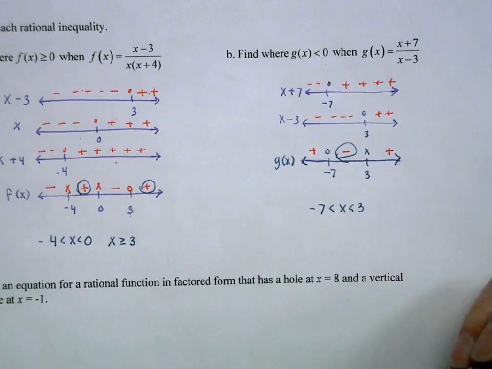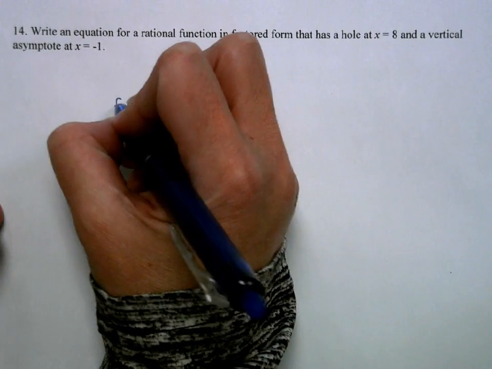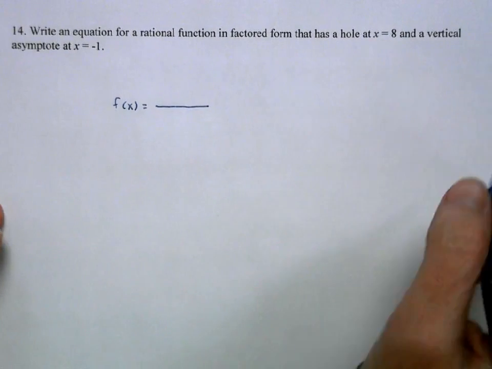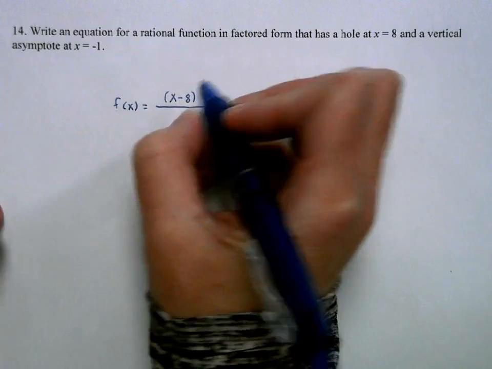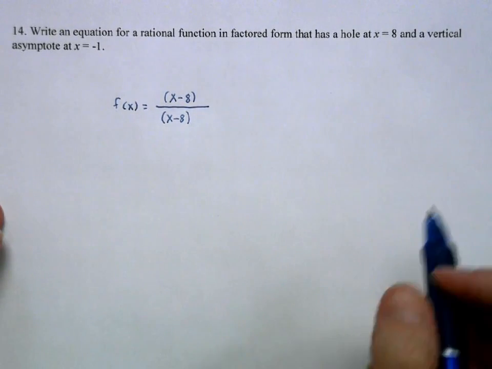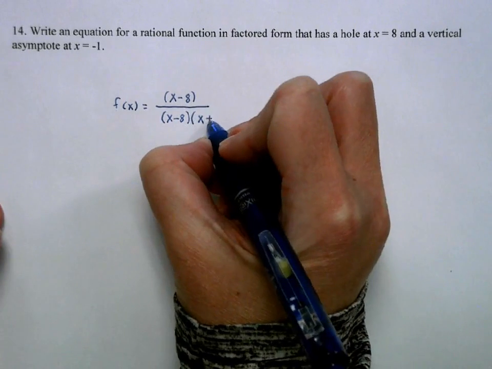We'll write an equation for a rational function in factored form that has a hole at x equals 8 and a vertical asymptote at x equals -1. We'll call this guy f of x. Well, if x equals 8 is a hole, then we have to have an x minus 8 in the numerator and an x minus 8 in the denominator. And then if we have a vertical asymptote at x equals -1, then x plus 1 needs to be a factor in the denominator with no corresponding one in the numerator.